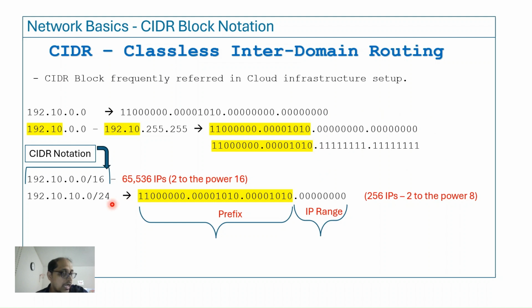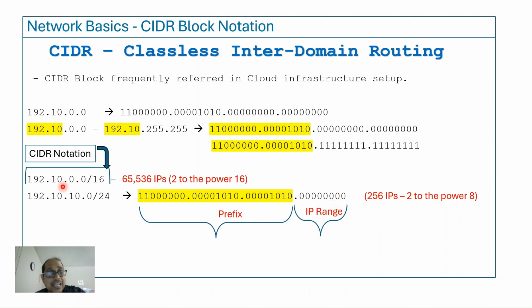Similarly, if I go for 192.10.10.0/24, that means my first 24 bits are marked for prefix. All the 24 are fixed for the network ID. The remaining 8 bits, because there are a total of 32 bits in 4 octets, are for your IP range. You can change them to zeros and ones, and with all the combinations, it generates your IP range. So the number of IPs with /24 is 2 to the power 8, which comes to 256 IPs.